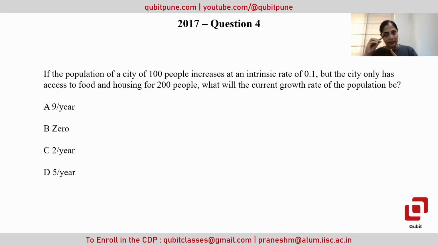200 will be the carrying capacity, 100 is the value of N, the population at time t, and 0.1 is the intrinsic growth rate r. So if we put this in the formula, we will get option D, that is 5 per year.